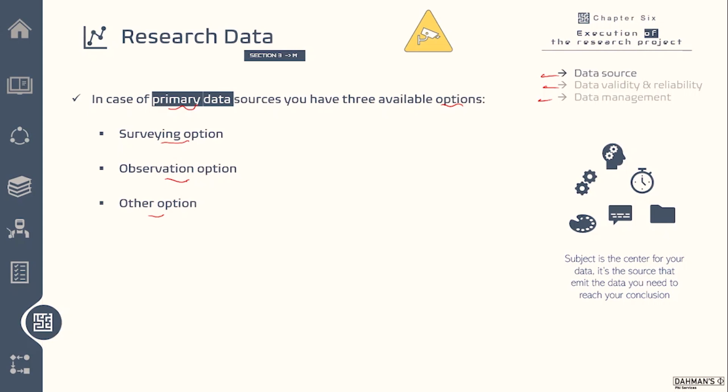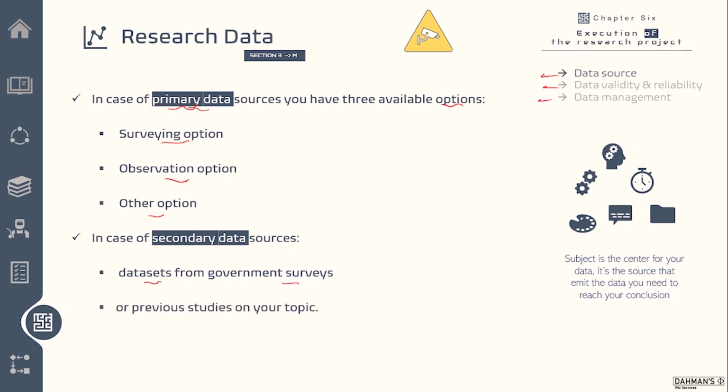So these are the options that you have in case you have access to a primary data source. But let us assume that in some cases you don't have the time, or you have limited resources, or maybe budget constraints, or maybe you can't really have access to those primary data. In this case, you can use options such as available data sets from government surveys, or maybe from previous studies on the topic that you're conducting the research for. These are the available sources, primary and secondary, and the options for each one of them.